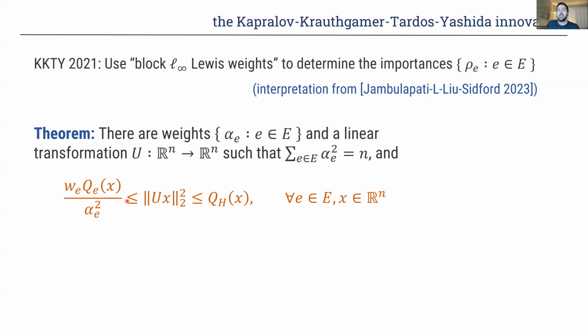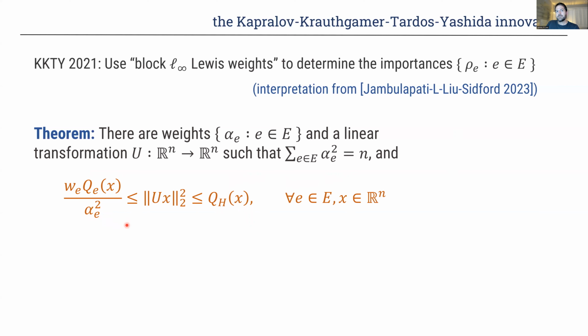And then what happens is basically this bounds the contribution of any single term to the total energy. So if we ignore this intermediate term for a second, this says that WE times QE of x is at most alpha E squared times this energy. Of course, this energy is a sum of these things over all the hyperedges, so this quantity here is at most 1 times this. Here we're saying it's at most alpha E squared times this.